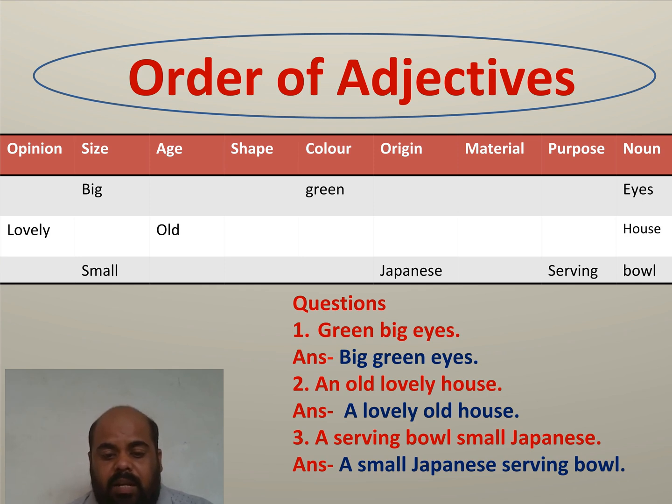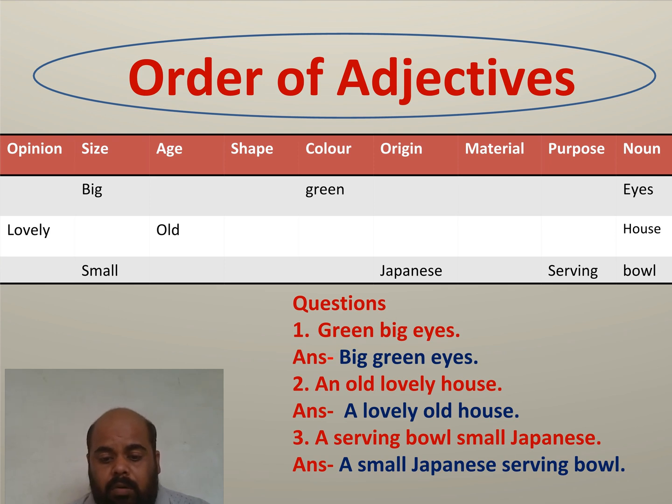In the same way, "an old lovely house." Here lovely is opinion and old is age. So in the answer lovely will come first, then old, and then the noun. The answer will be "a lovely old house."